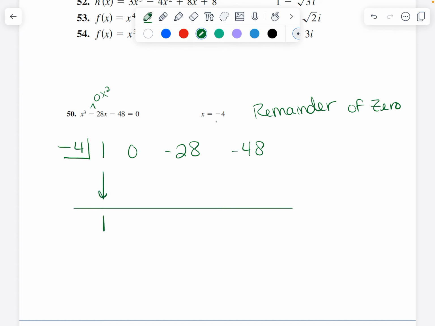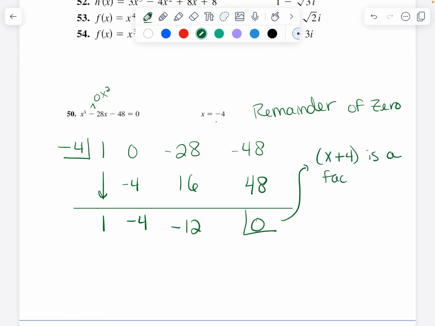So I bring down the 1. 1 times negative 4 is negative 4. So that's negative 4 there. That would give me negative 4 times negative 4 would be 16. So negative 12. And positive 48. So we get a remainder of 0. Which means if that happens, then x plus 4 is a factor and negative 4 is a 0, okay?